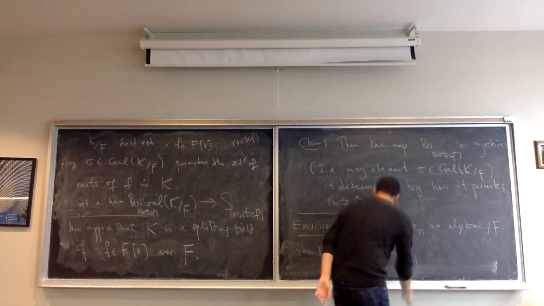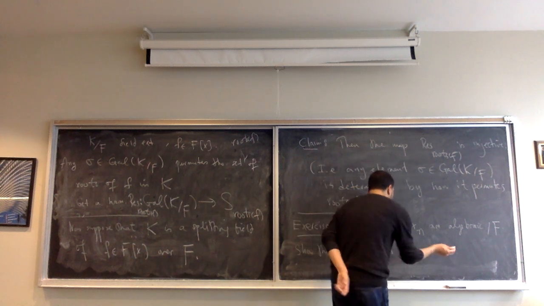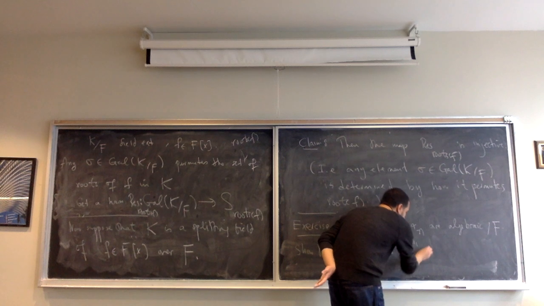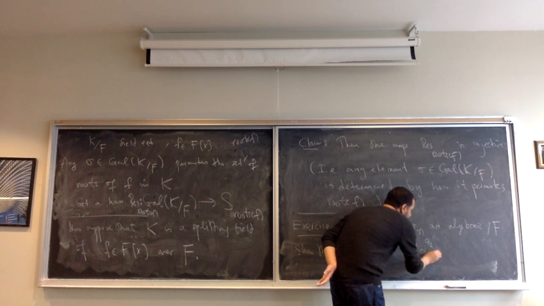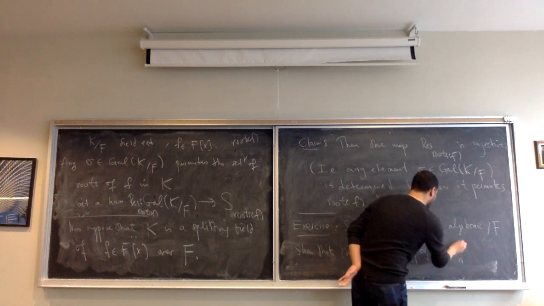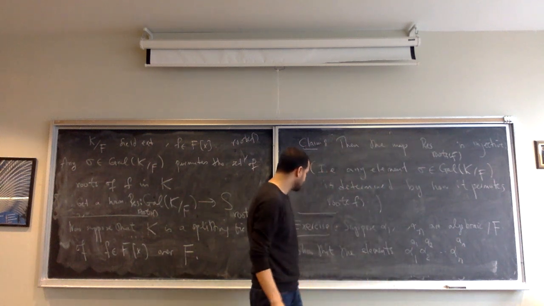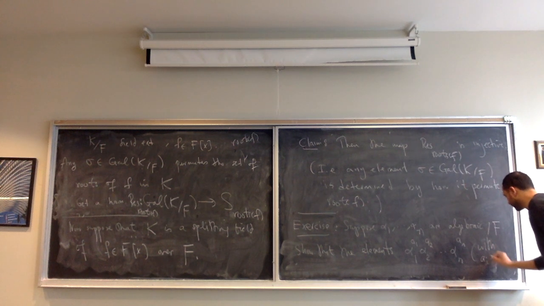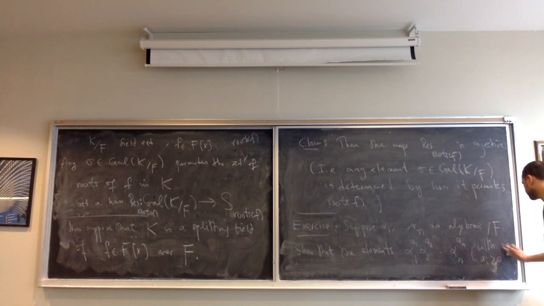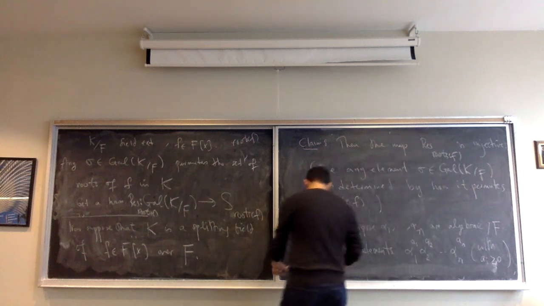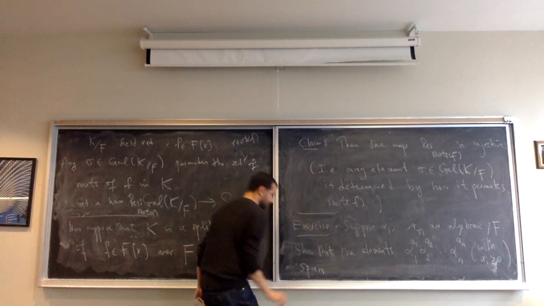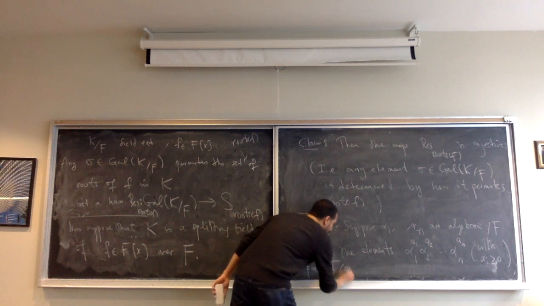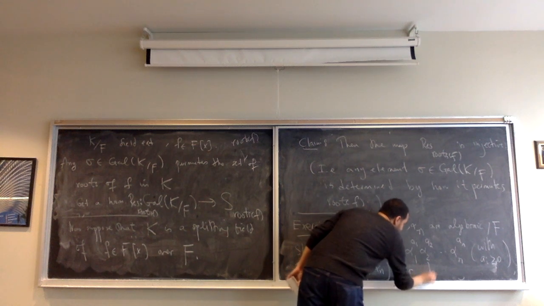So something of the form, the elements of this form, alpha 1 to some power a1, alpha 2 to some power a2, to alpha n to some power an. These elements, with the ai's greater than or equal to 0, these elements span F adjoin alpha 1 to alpha n over F.